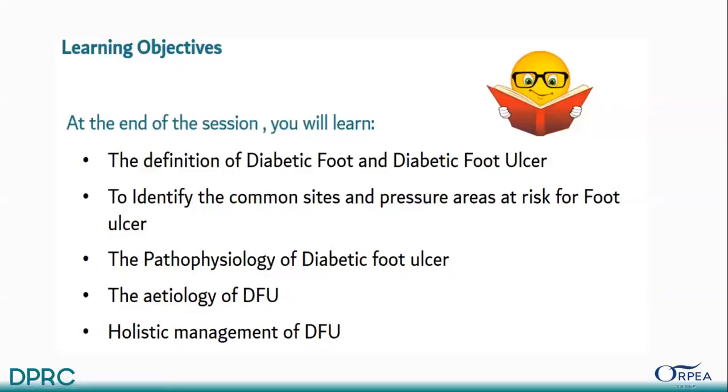Learning objectives. At the end of the session, you will learn the definition of diabetic foot and diabetic foot ulcer, to identify the common points and pressure areas at risk for foot ulcer, the pathophysiology of diabetic foot ulcer, the etiology of diabetic foot ulcer, and holistic management of diabetic foot ulcer.